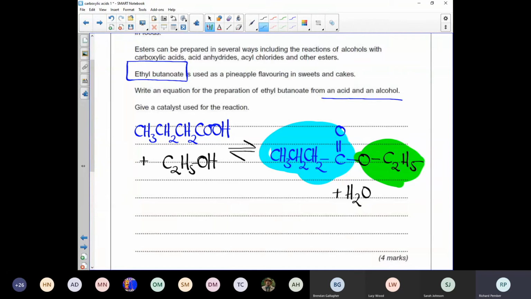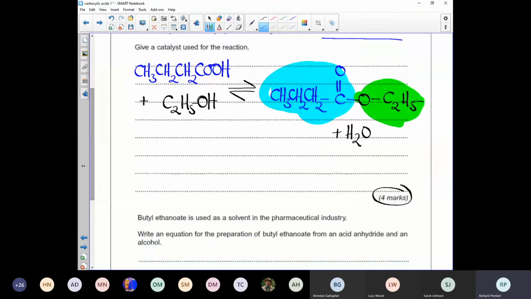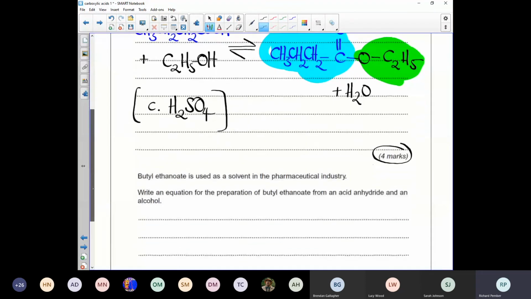Write an equation, okay. 4 marks, you can see, seems pretty generous for this. Give a catalyst used for the reaction. You've probably learnt this from when you've done reaction conditions, but sulfuric acid, and you're probably thinking that it's concentrated sulfuric acid. I would imagine we'll get away with either, but I think I'd include the concentrated bit.